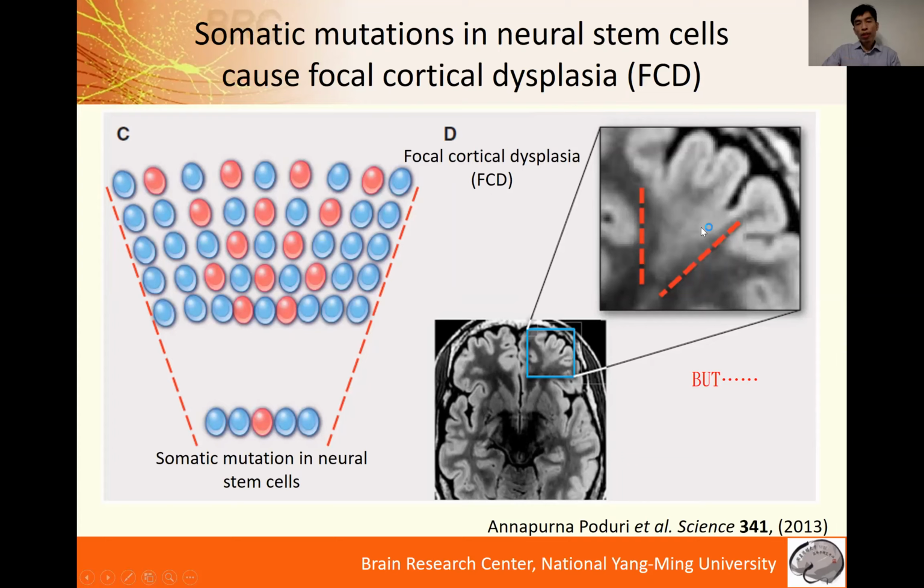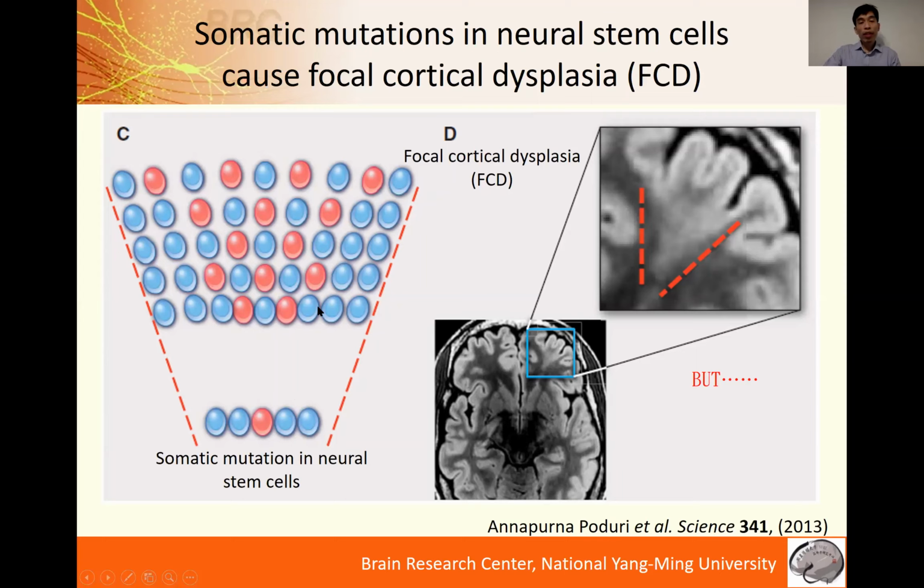And the scientists have been studying this problem, and at that time, we thought that maybe this FCD is caused by some somatic mutations in these neural stem cells. Remember that a neural stem cell can produce a lot of neurons that migrate to the cortex. If there is a mutation during development in the neural stem cells, they will produce a population of neurons that has some mutations in their genome. These are so-called somatic mutations in these cells.